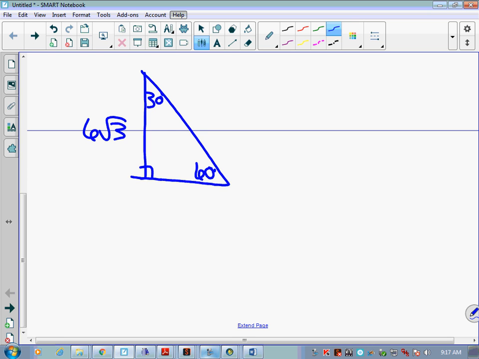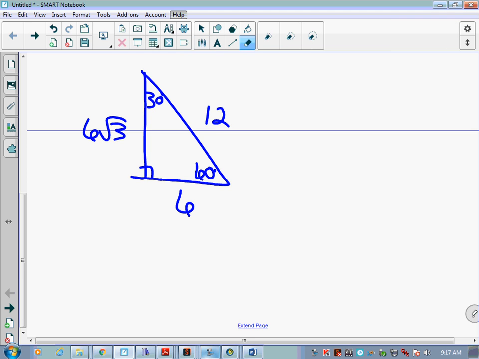What's the next thing that I want to find? Not the hypotenuse. The bottom, the shortest leg, right? What is my short leg? 6. What is my hypotenuse? 12. You see now why I can't go from the side opposite 60 directly to the hypotenuse, right? Because I can't get from 6 radical 3 and just know 12. I need to understand the short leg before I can understand the hypotenuse.